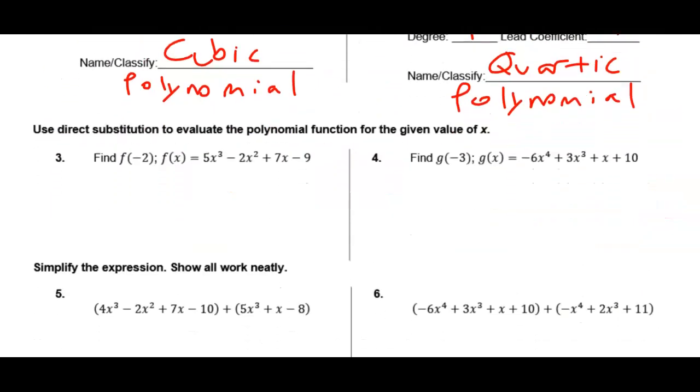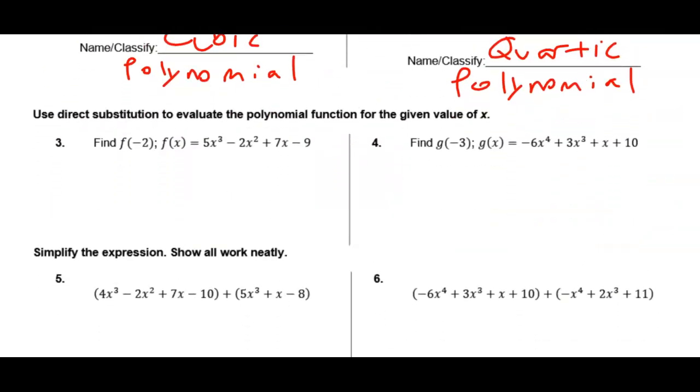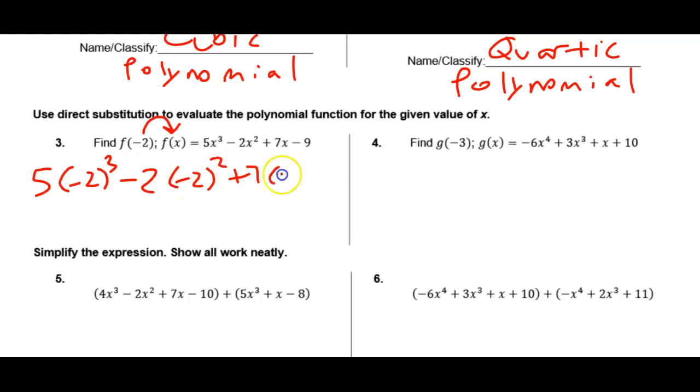Okay, and then down here, we're substituting to evaluate the polynomial function. So what you're going to type in your calculator, you're going to plug in -2 everywhere you see the letter x. So 5, -2 cubed, minus 2, -2 squared, plus 7, -2, minus 9. Now I'm going to type it into my calculator. You're not going to be able to see it right now, but let's try this.